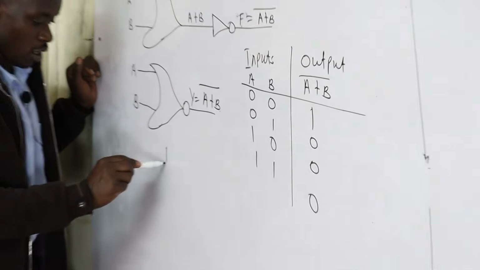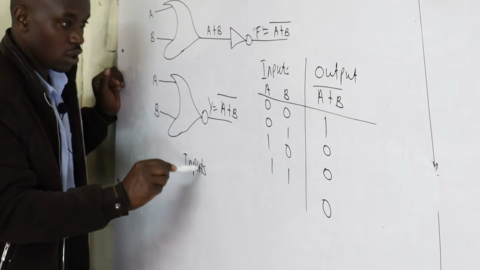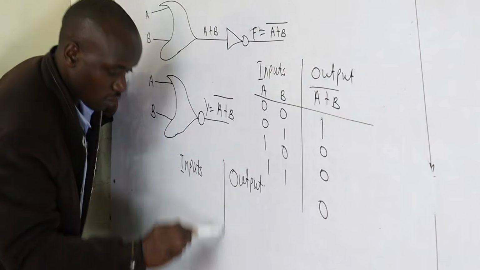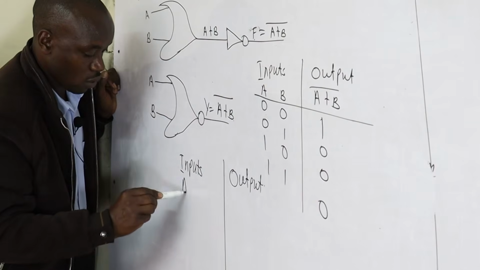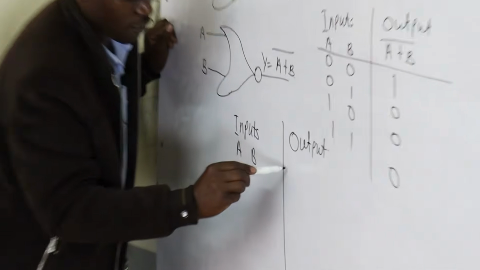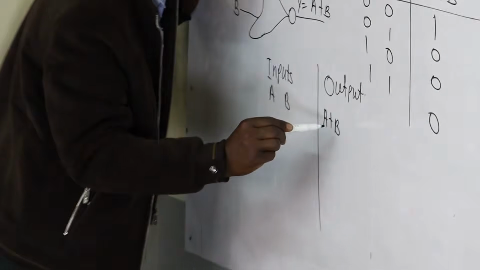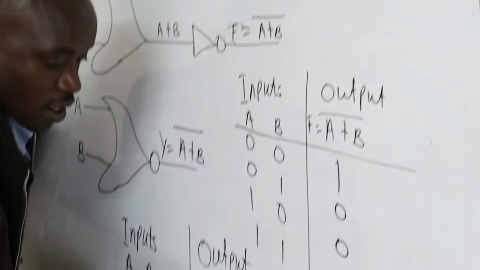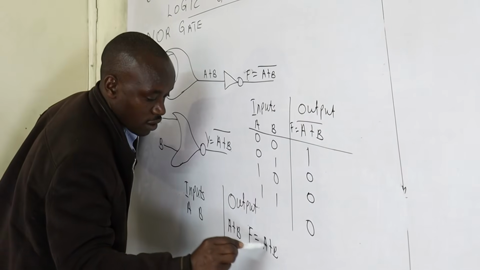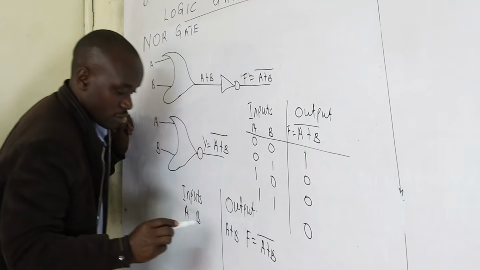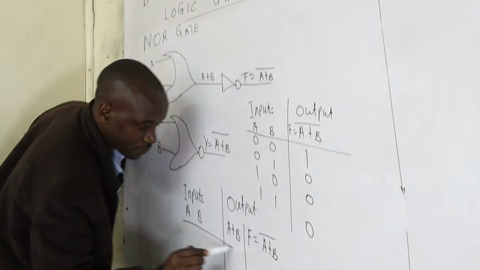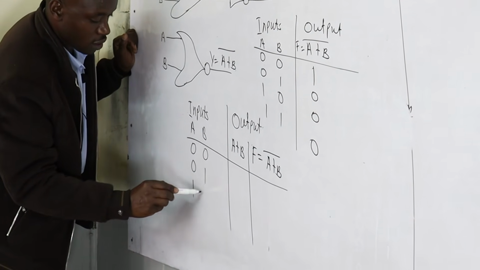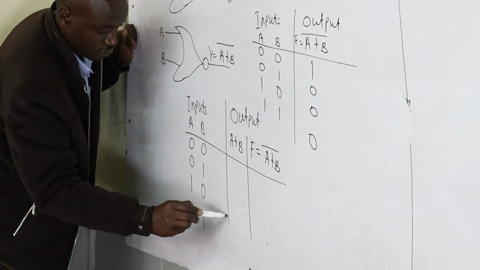So now, inputs, then outputs. So let us see what happens. This one will show us clearly what's happening here. There we have A, B, then we have A plus B, then we have now our F. Sorry, it should be F. F is equal to A plus B inverted. So let us see what will happen. 0, 0, 0, 1, 1, 0, and 1, 1.